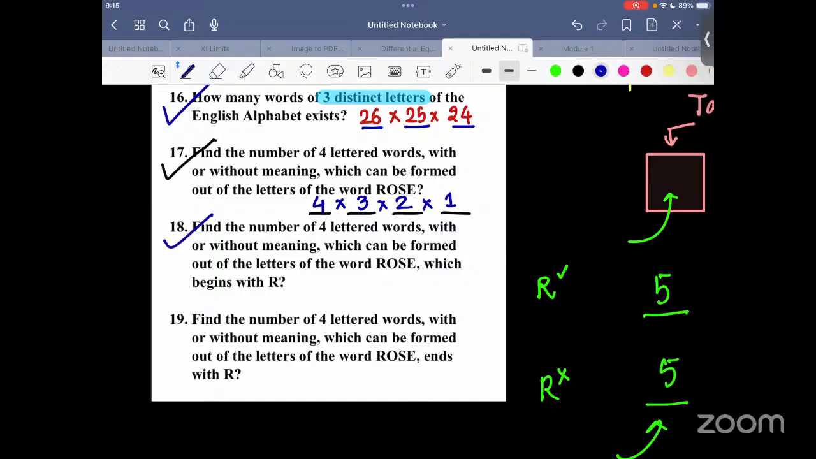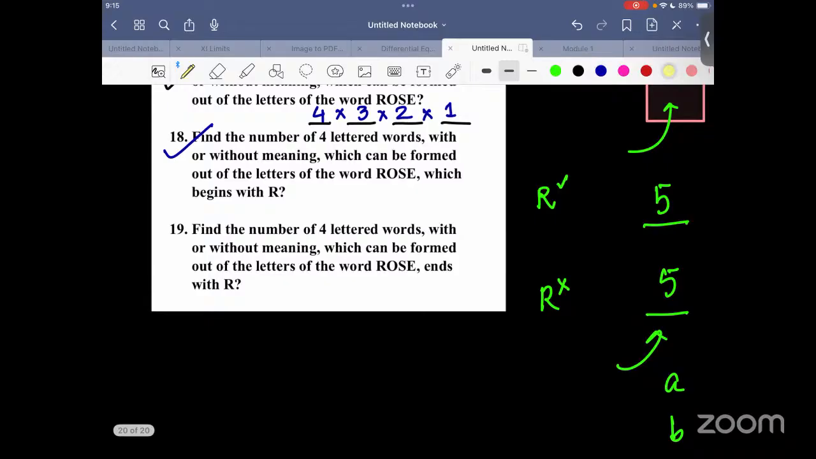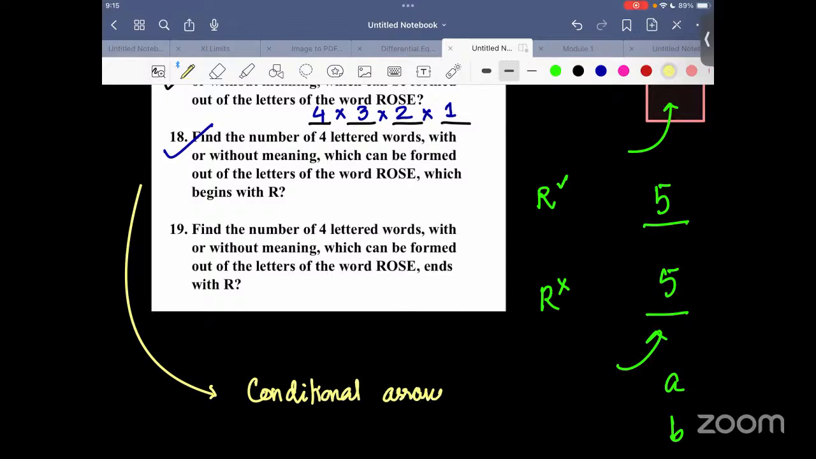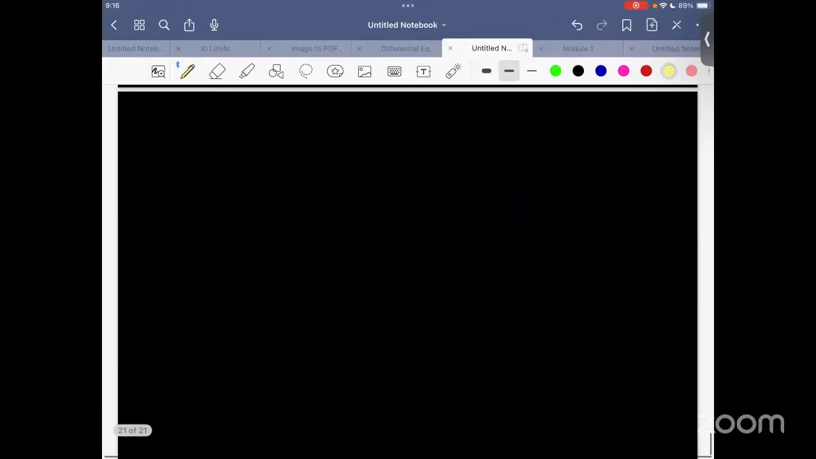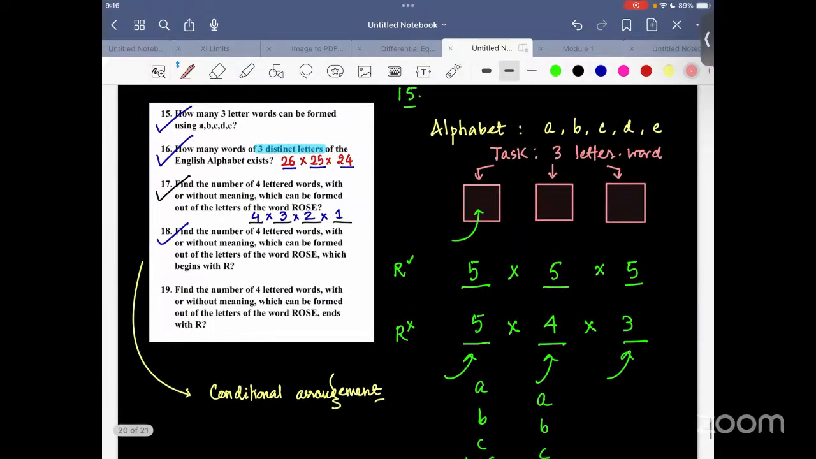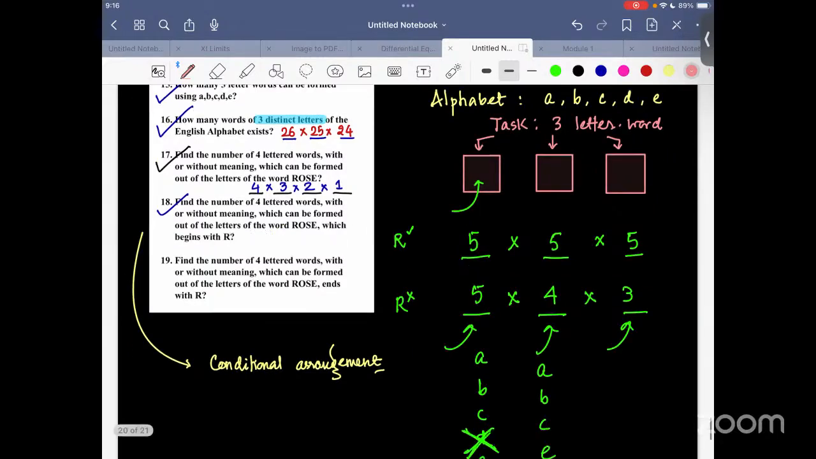Question number 18 is a conditional arrangement. Got it? It says how many four-letter words, with or without meaning, can be formed out of the letters of the word ROSE, which begins with the letter R.